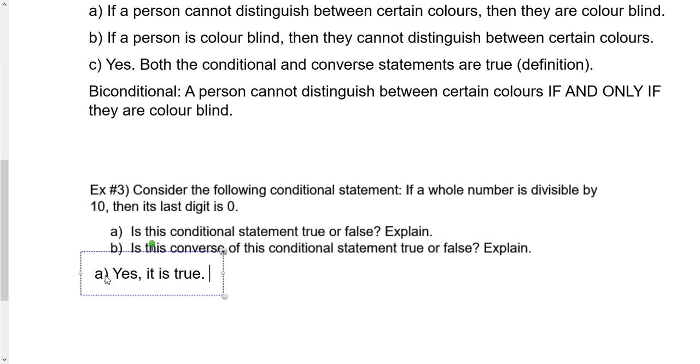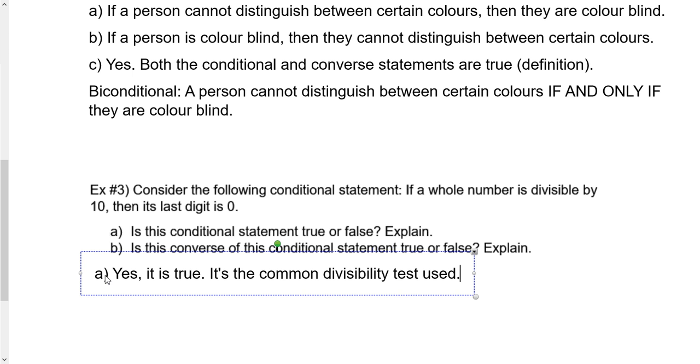Yes, it is true. It's the common divisibility test that's used. A whole number is divisible by 10 if the last digit is 0. Now, when we talk about last digit, we are talking about the one in the ones place. We're not talking about decimal place values. That's values, not digits.